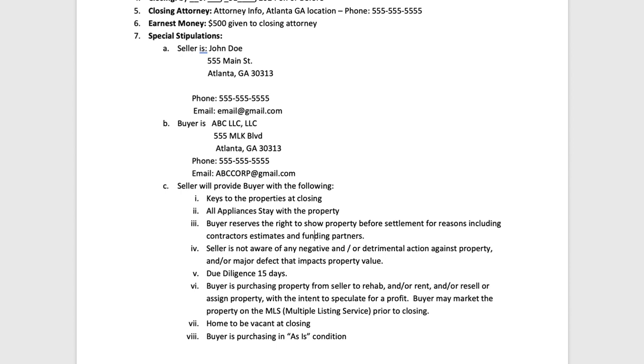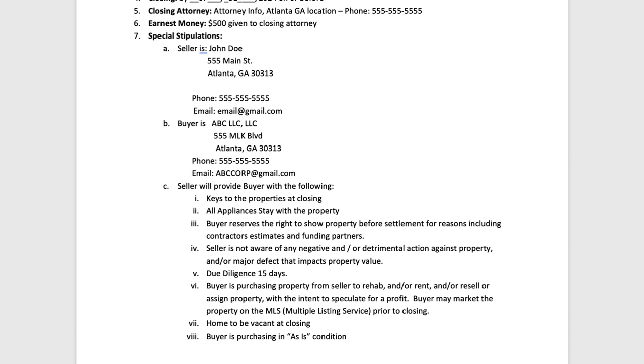So basically, you are letting the seller know that you are buying this property to make a profit, to rehab, rent, or to assign. Assign basically means to wholesale the property to somebody else. And they have to give you the right to market the property on MLS. That is big, especially for those who don't have buyers. You can put the property on MLS before closing. Of course, speak to a real estate broker to get the exact details on how to do that. But you can do that, and then you can get buyers that way by advertising the property on MLS.